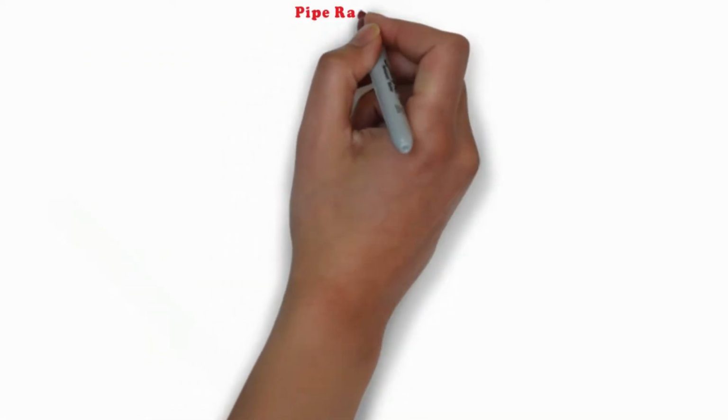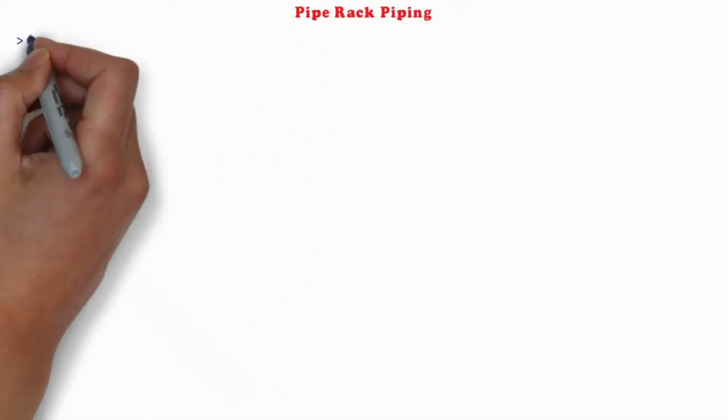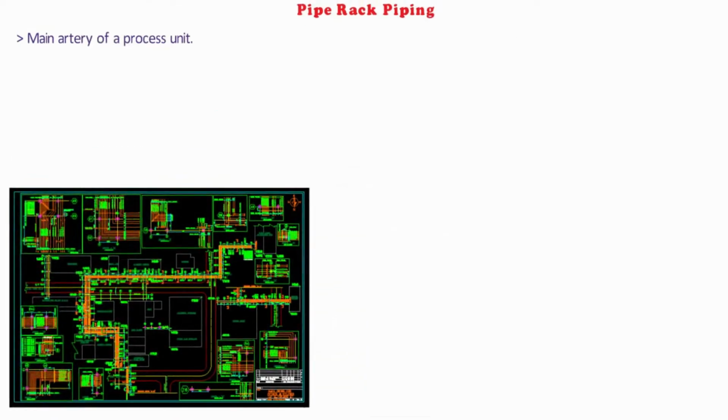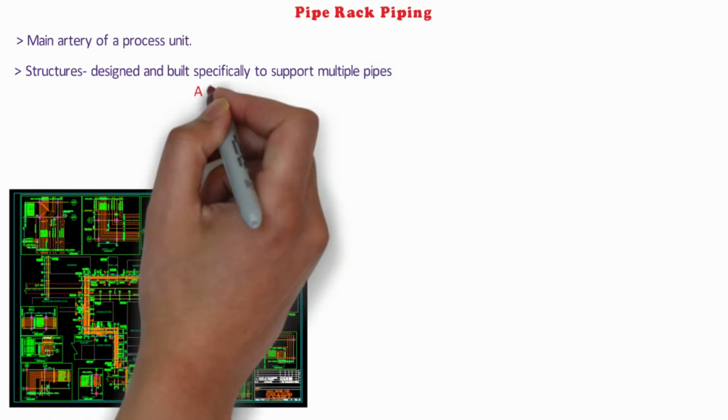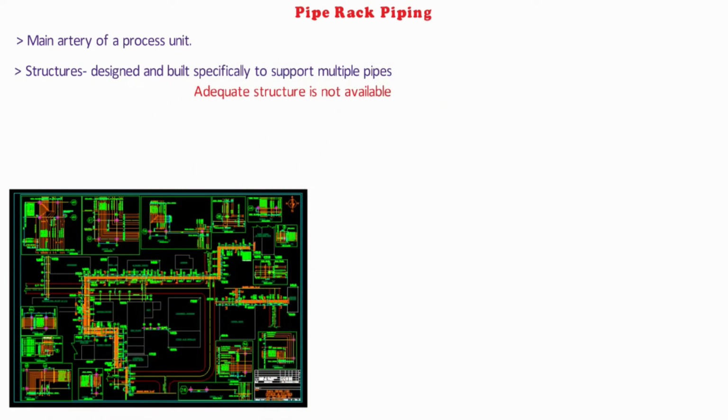Today we are going to study pipe rack piping and its consideration. A pipe rack is a main artery of a process unit connecting several services. Pipe racks are structures designed and built specifically to support multiple pipes where adequate structure is not available.